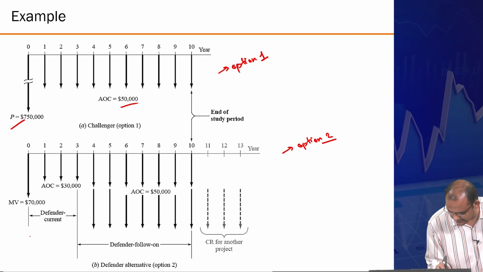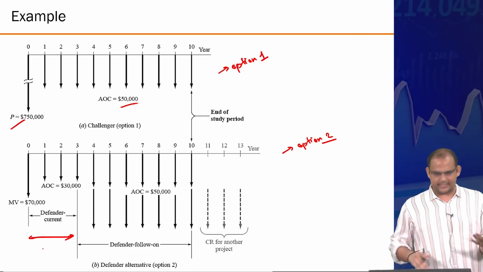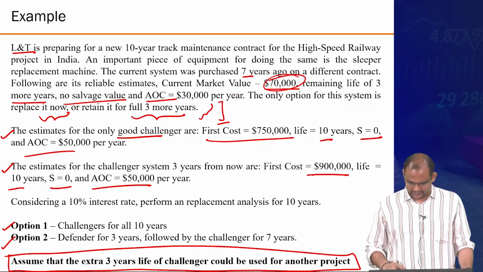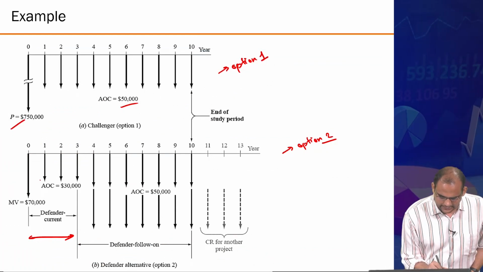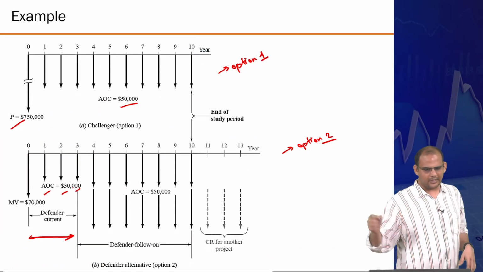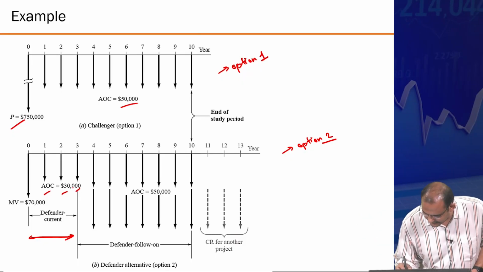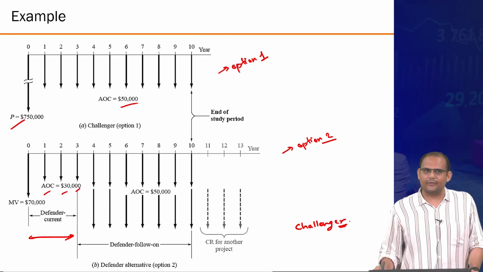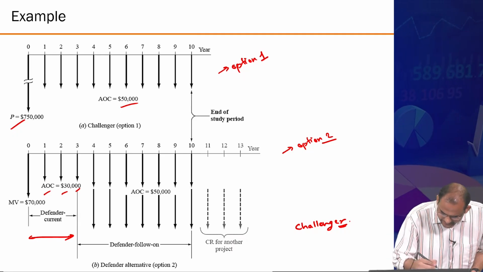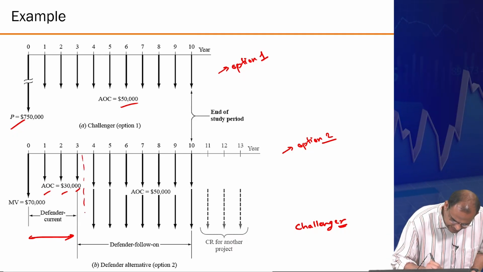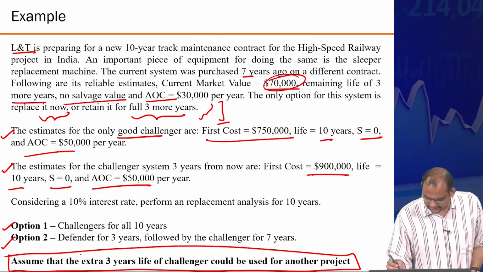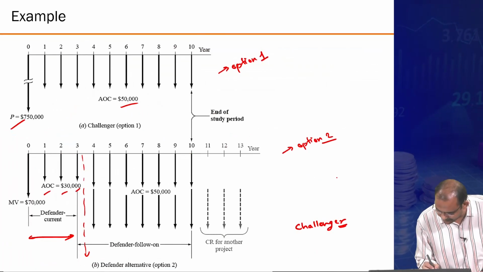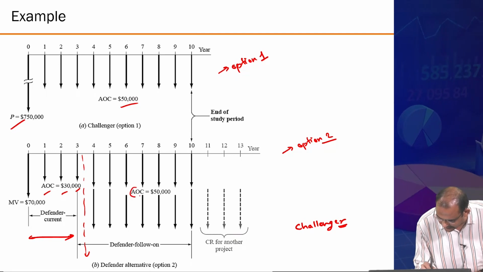First 3 years, clear? 70,000 is the current market value for the Defender. For the 3-year period, 30,000 value has been given to you. Right? Now, you need to buy the Challenger. At the end of year 3, you need to buy the Challenger. So, there will be a first cost of Challenger here, which will be somewhere about what? $900,000. And there will be some AOC, which is given as $50,000 per year.